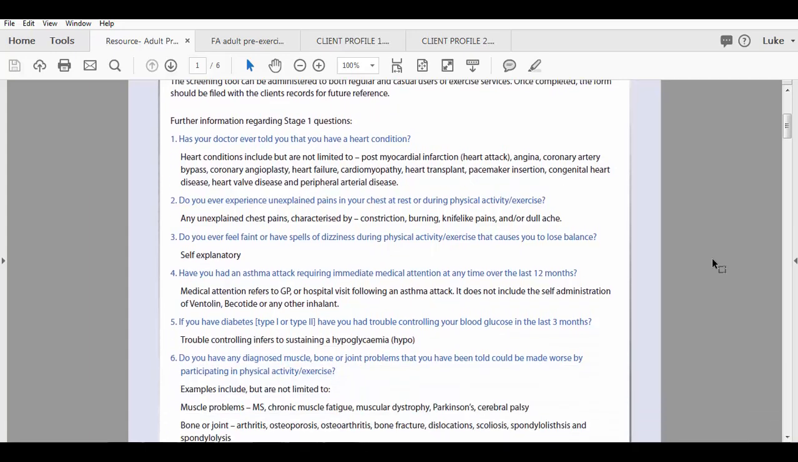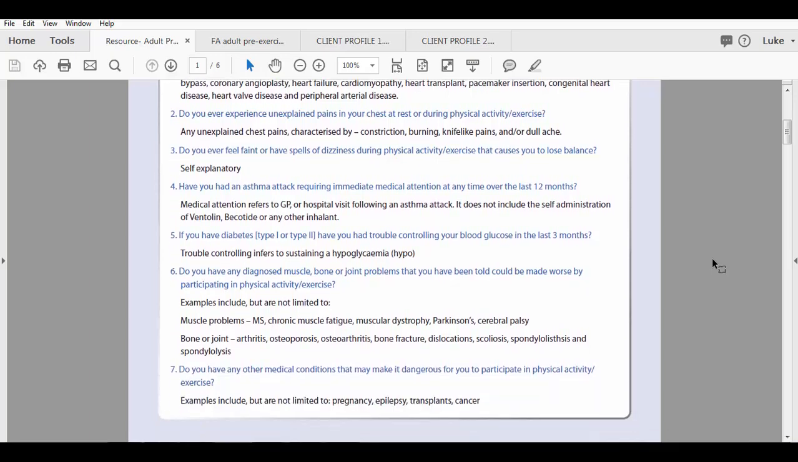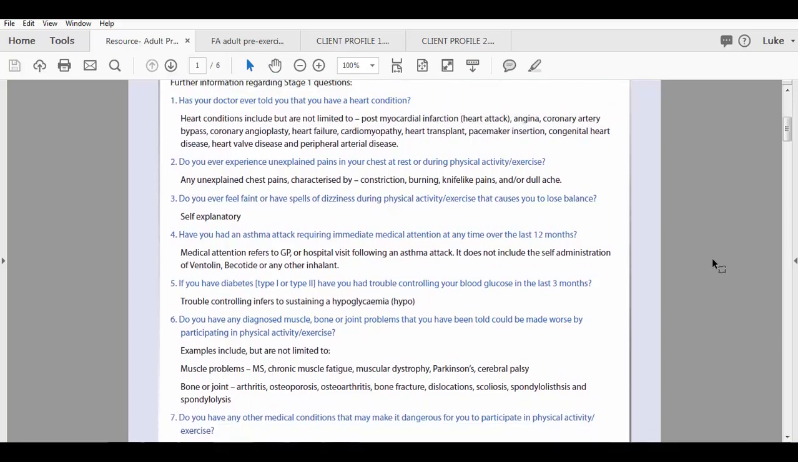So what this stage consists of is pretty much 7 questions. So we look down, we can see here we go through 7 questions. You'll ask these questions. Has your doctor ever told you of a heart condition? These may include a heart attack, angina, coronary artery bypass, heart failure, pacemaker insertion, heart valve disease, etc. So that's what you're looking for when you ask that question. It'll be a simple yes or no. You'll either circle yes or you'll circle no.